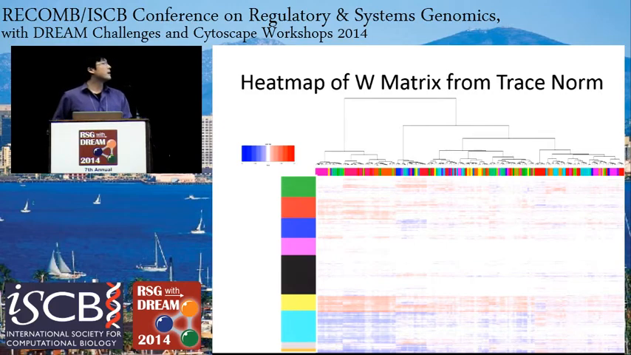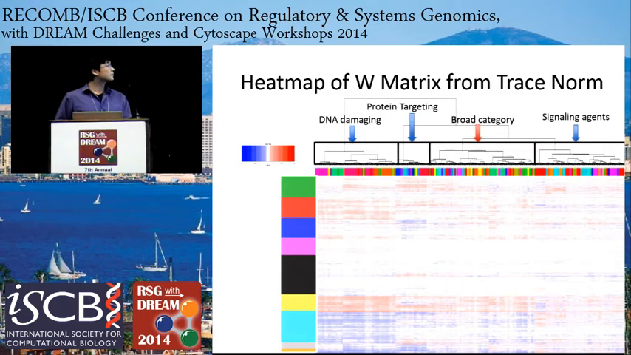And here is a heat map for the W matrix learned from trace norm. Here we can see that the drugs have pretty clear clustering. Actually, we can split them into 4 different clusters, and within each cluster, drugs actually have mechanisms of action that are quite similar to each other.